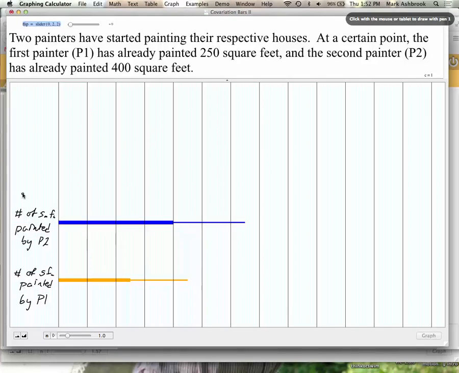So let's assign the variable y to be the number of square feet painted by P2, and we'll say x is the number of square feet painted by painter 1, and so therefore this short bar is delta x.